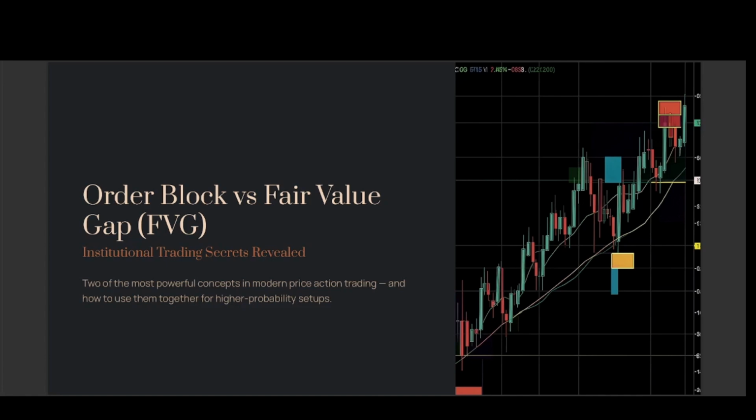In this guide, I'll break down what order blocks are, what fair value gaps are, what the strengths and weaknesses of each are, and how to combine them to make perfect entries.